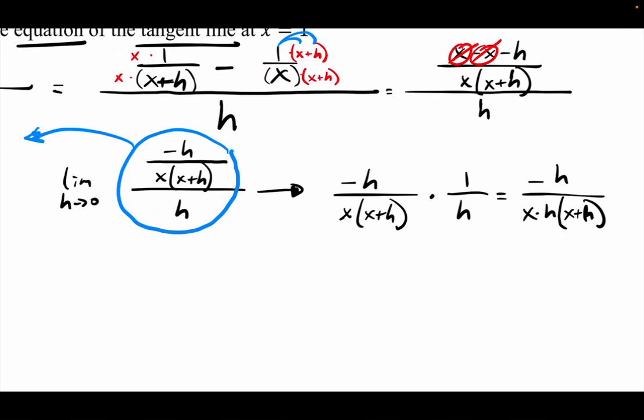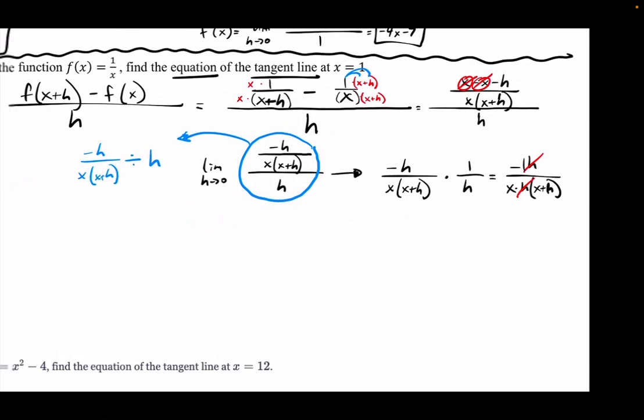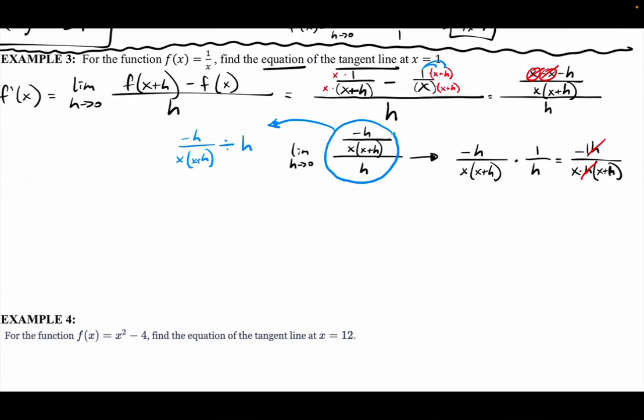What can I cancel out? h? h, yep. So be careful when you're canceling out, simplifying h's, right? Can I do that one and that one? No, because the bottom one is part of the binomial. So I can do that one and that one, because those are monomials. So this is -1, right? So let me bring it back to where the limit as h approaches 0. What I have now is -1 over x times x plus h.